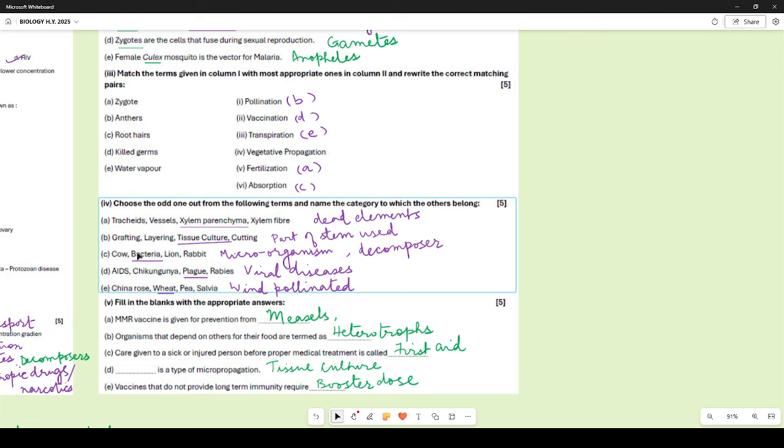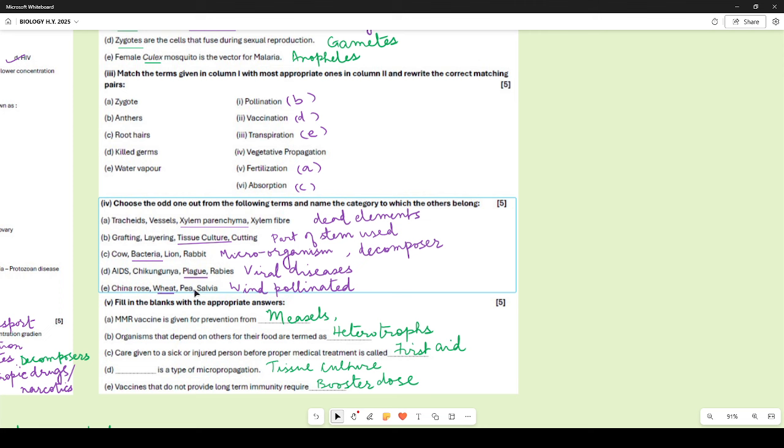Bacteria are decomposers, or bacteria is a microorganism, whereas the other three are consumers, or they are mammals, whichever way you want to write it. If it is logical, you will get marks for that. AIDS, chikungunya, plague, rabies. Plague is a bacterial disease, and other than that, all these three are viral diseases.